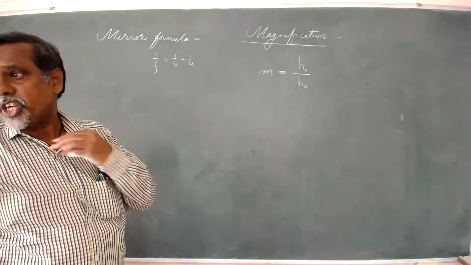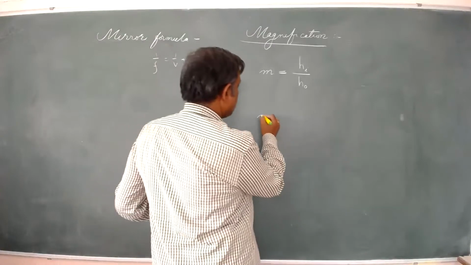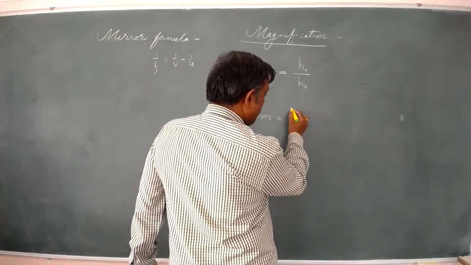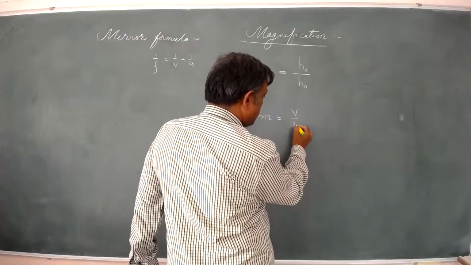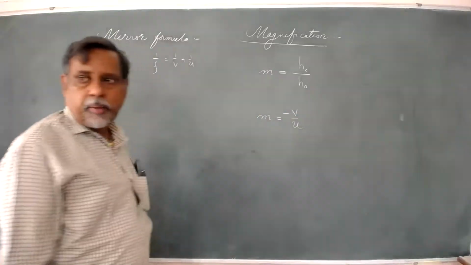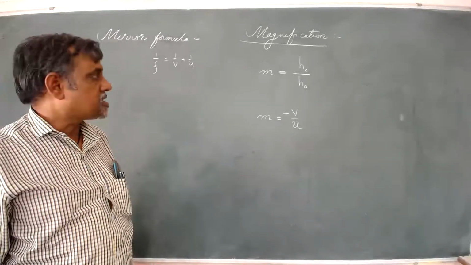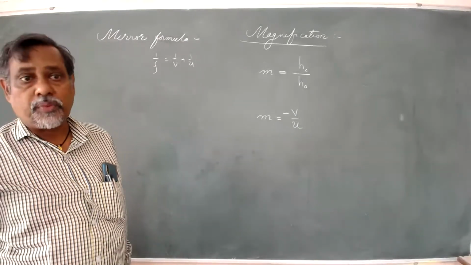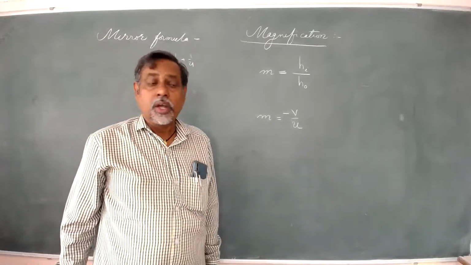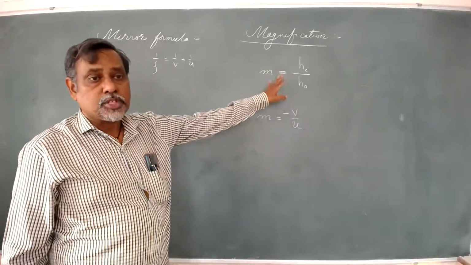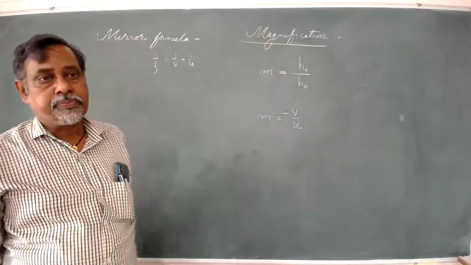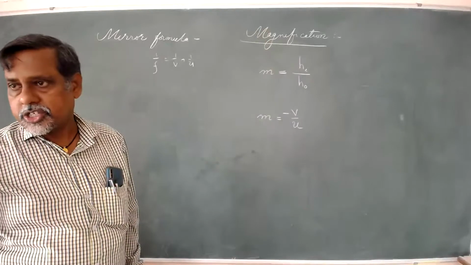This magnification can also be written in terms of image distance divided by object distance. Got it? Negative. m is equal to minus v by u is the magnification in the case of a mirror. Magnification m is equal to hi by ho. This is the magnification in terms of image height and object height.